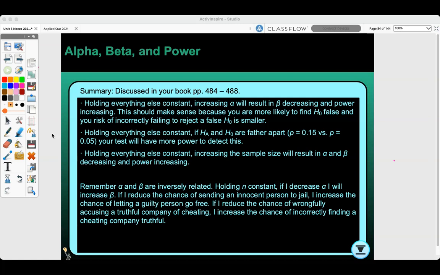Hold n constant. If I decrease alpha, I will increase beta. If I reduce the chance of sending an innocent person to jail, I increase the chance of letting a guilty person go free. If I reduce the chance of wrongfully accusing a truthful company of cheating, I increase the chance of incorrectly finding a cheating company truthful. Remember, you have only two things under your control, alpha and n.